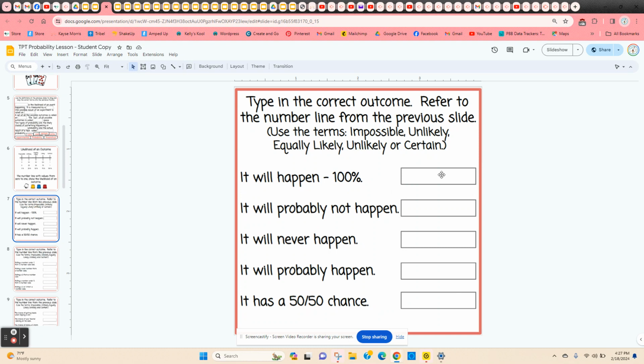So they're just going to type in either impossible, unlikely, equally likely, likely, or certain. So if it will happen 100%, that would be certain. So they type it in. Probably not happen would be unlikely, and so on.